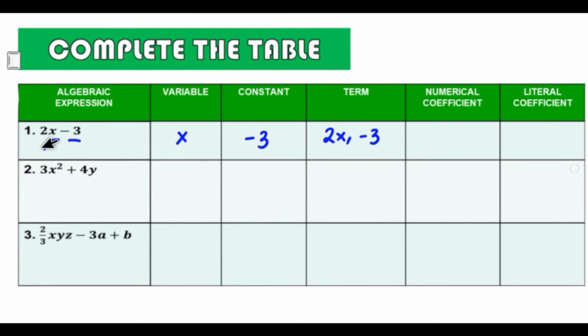And then for the numerical coefficient, sino ba yung may kasamang variable? Si 2x, di ba? So, ang number part dyan is 2. And then, ang kasama niyang variable or product of variables kung meron man. Pero dito kasi wala, isa lang siya. So, x, yan yung literal coefficient. Si negative 3, hindi natin siya isasama dito sa numerical coefficient since siya ay constant. Wala naman siyang kasamang variable.